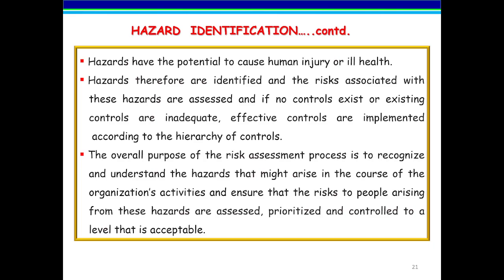Hazards have the potential to cause human injury or ill health. Hazards are therefore identified and risks associated with these hazards are assessed, and if no controls exist or existing controls are inadequate, effective controls are implemented according to the hierarchy of controls. The overall purpose of the risk assessment process is to recognize and understand the hazards that might arise in the course of the organized activities and ensure that the risk to people arising from these hazards are assessed, prioritized, and controlled to a level that is acceptable.